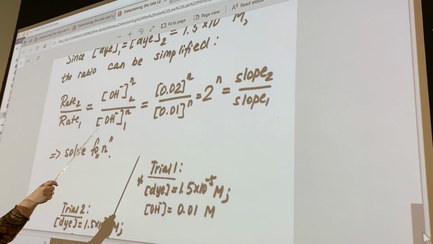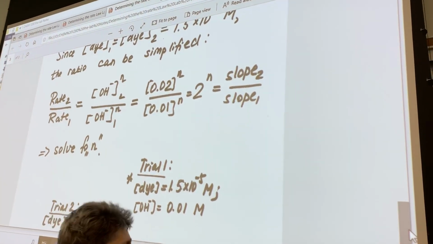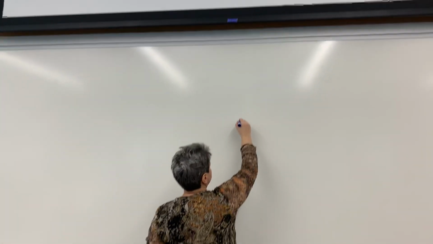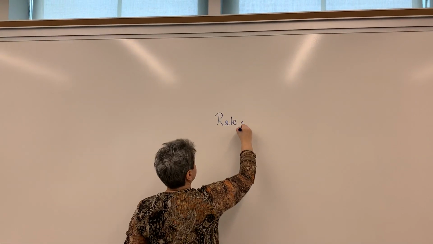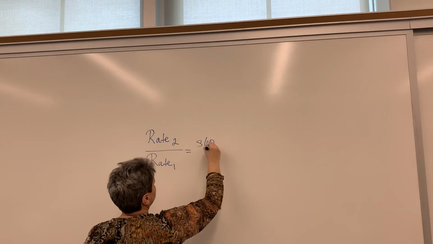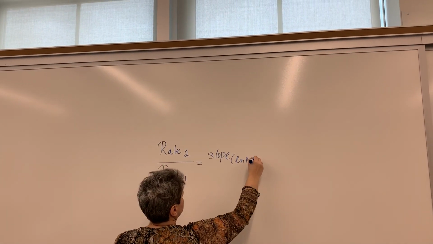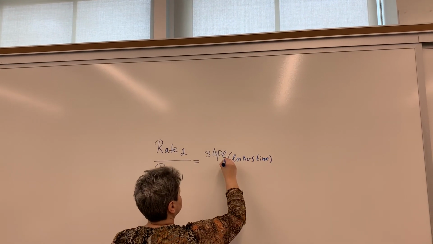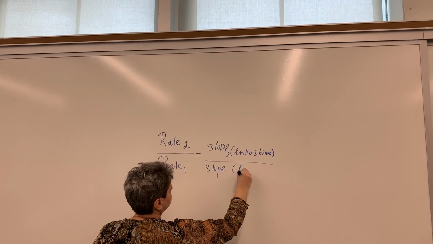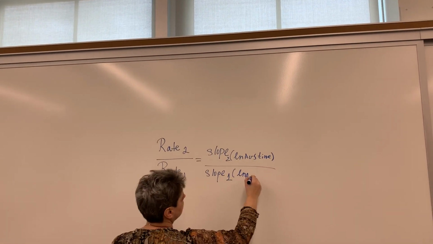Here I'm showing the general setup, but I did not show the numerical setup. I'm going to go ahead and pull up the screen real quick so we can take a look at how the math would work out if we use my data and my slopes. So to find n, I would have to take the rate in trial 2 and divide it by the rate in trial 1. Rate 2 would be my slope for ln A versus time in the second trial, and my rate 1 would be the slope of the same type of graph in the first trial.